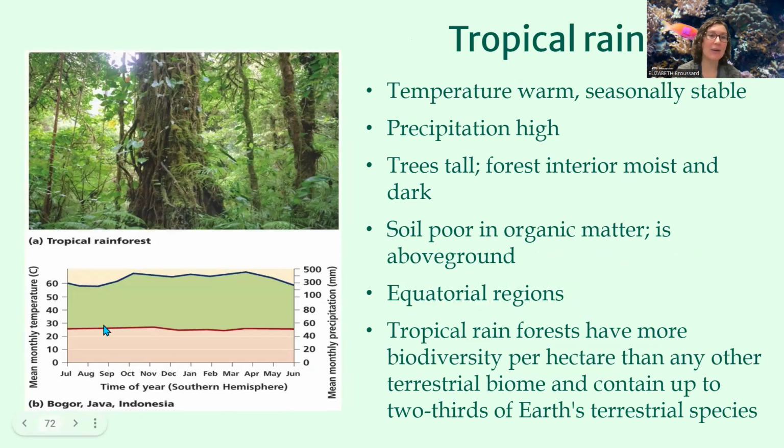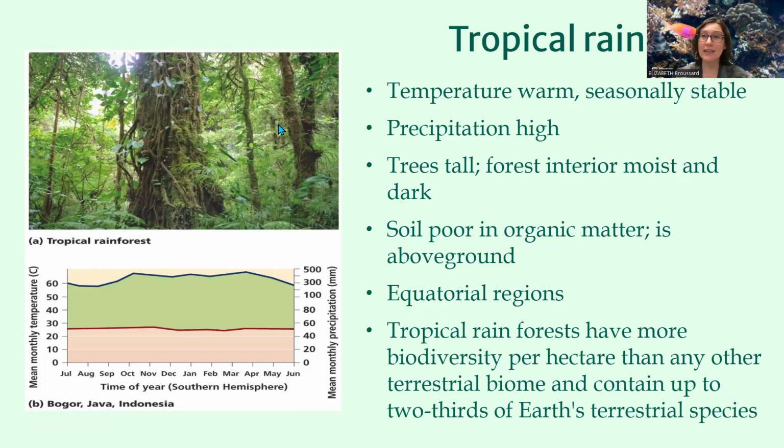When we're looking at these, it's pretty stable, like all year round. Hot temperatures and all year round, lots of moisture. One thing that might surprise you is that this actually is one of the biomes that has the lowest levels of soil fertility. Why would that be?